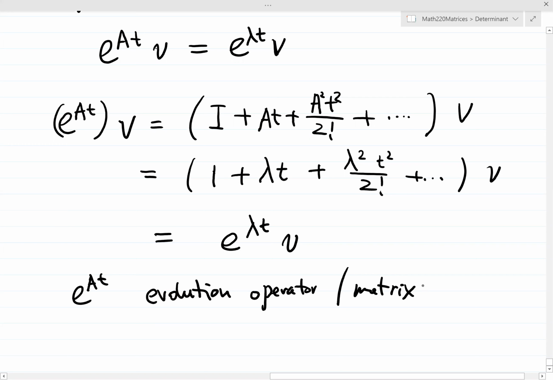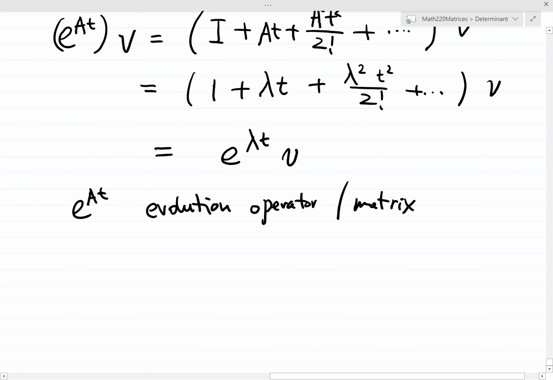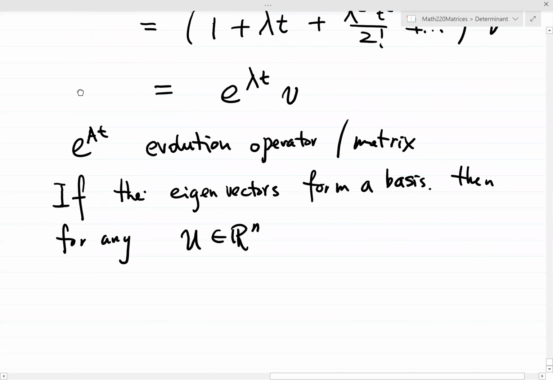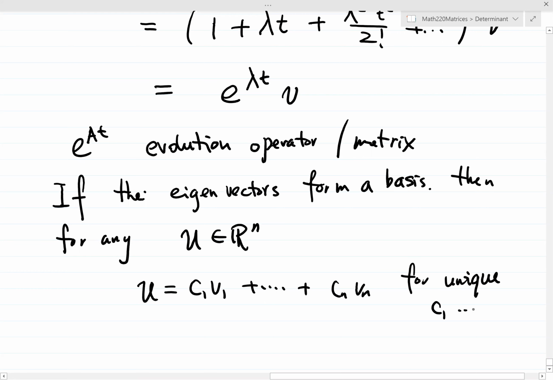Now you see, if we know the eigenvectors form a basis, then for any u in Rn, we can write u to be C1 V1 plus etc. plus Cn Vn for unique, totally determined numbers C1, C2, up to Cn.